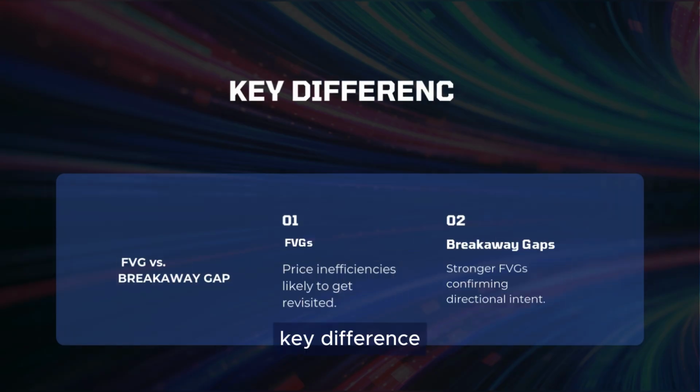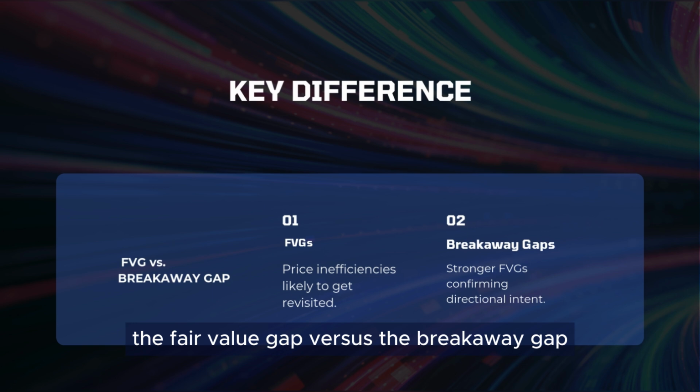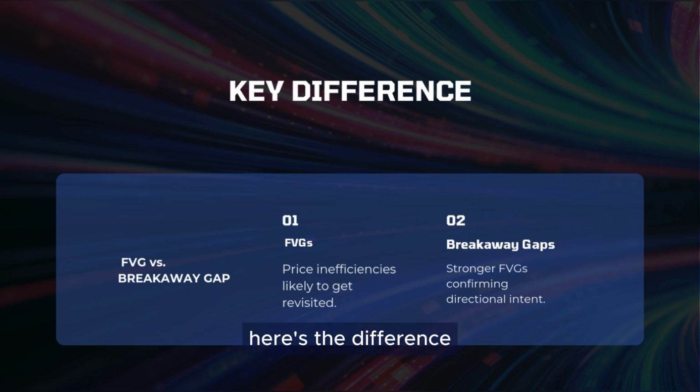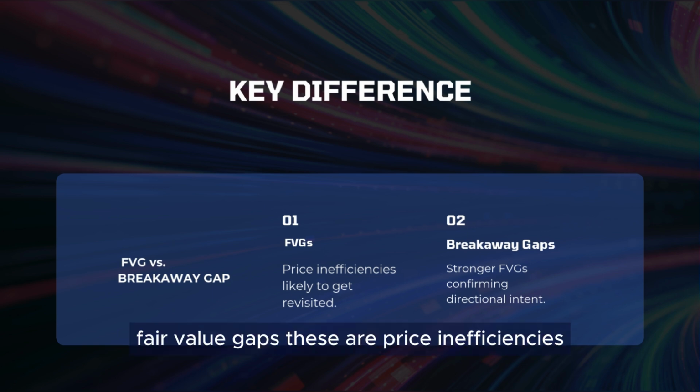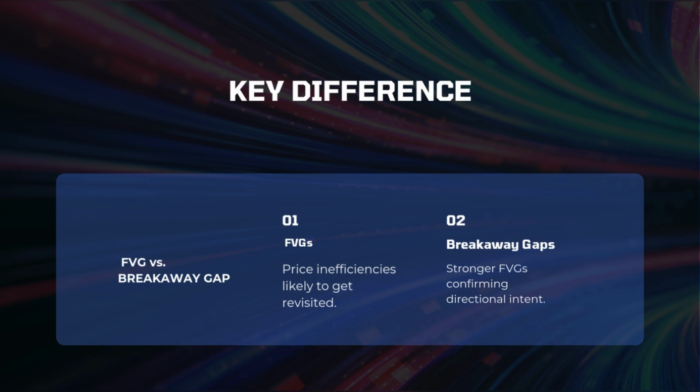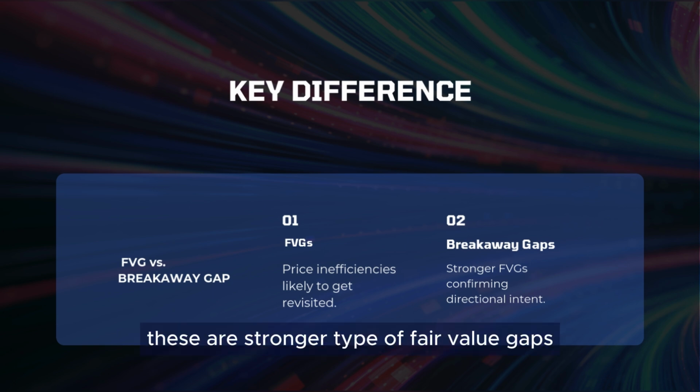Key difference: the fair value gap versus the breakaway gap. Here's the difference. Fair value gaps. These are price inefficiencies. They are likely to get revisited. Breakaway gaps. These are a stronger type of fair value gap, confirming directional intent.